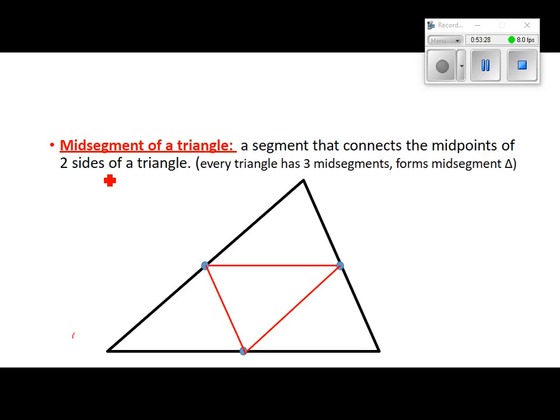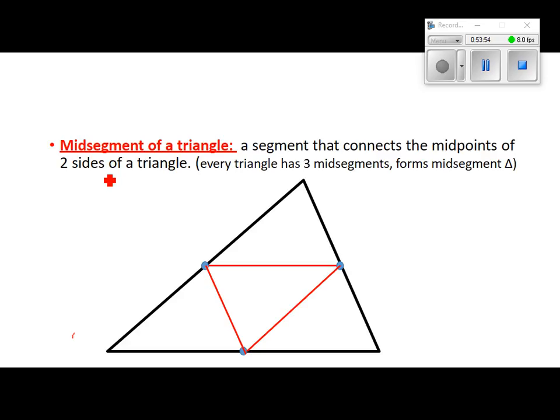Write this down. Mid-segment of a triangle. Segment that connects the midpoints of two sides of a triangle. So each one of those red segments is a mid-segment. Every triangle has three mid-segments. Does that mean you have to draw all three mid-segments every time? No, sometimes you might only have one of the mid-segments drawn. I'm going to give you a second to write that down.